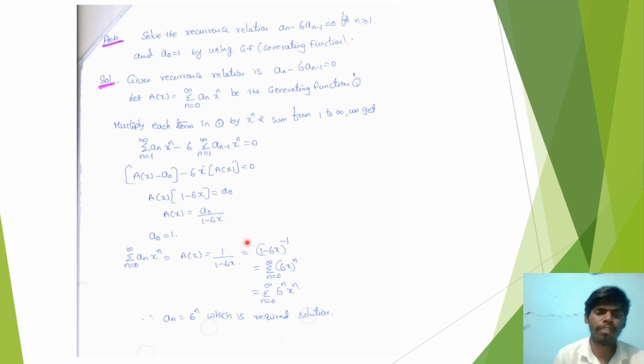So we know that we can write the generating function in this format: summation of n is equal to 0 to infinity of 6 to the power of n into x to the power of n. Here a n is equal to 6 to the power of n, which is the required solution. We have got the required solution.